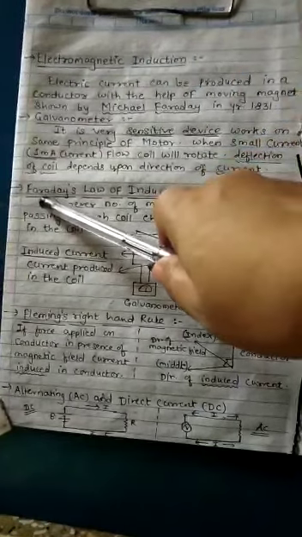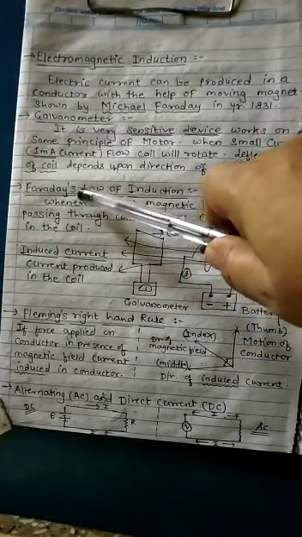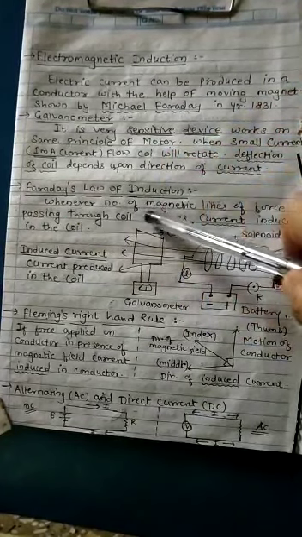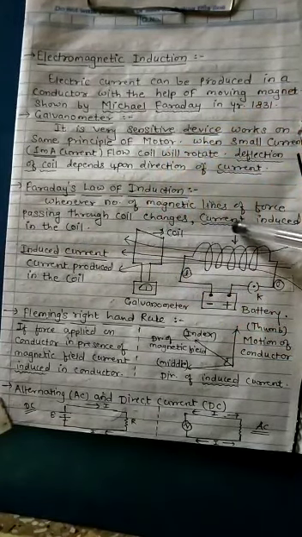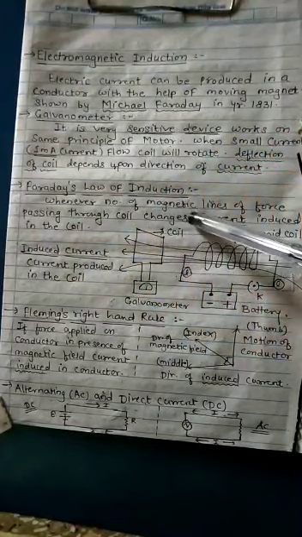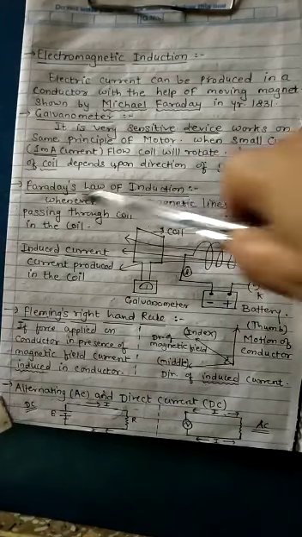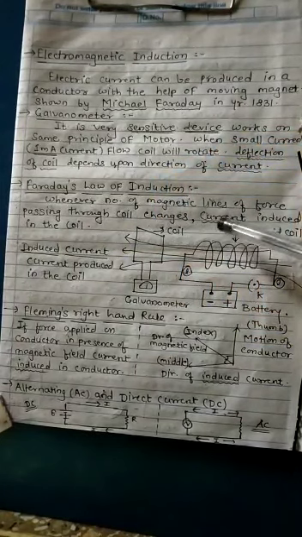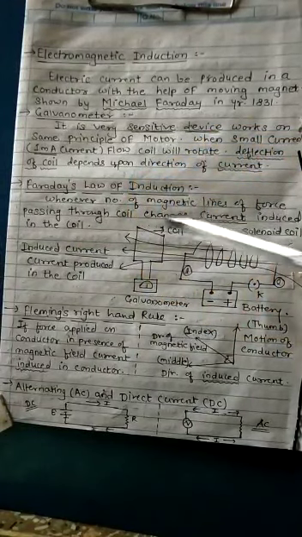Then next one is Faraday's law of induction. The founder of induction is Faraday, so he made the law for this induction. So what is Faraday's law of induction? Whenever the number of magnetic lines of force passing through a coil changes, current is induced in the coil. Repeat again. Magnetic lines of force means magnetic field passing through a coil. If these magnetic lines of force change, then current is induced in the coil. Induce means produce, so current is produced in the coil.